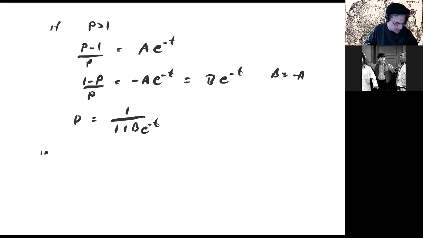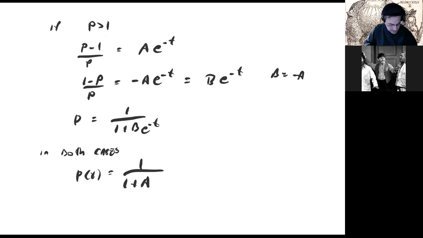So in both cases, we'll get P of T equals 1 over 1 plus some constant A times e to the minus T. The only difference between the case P bigger than 1 and the case P less than 1 is that in the P bigger than 1 case, the constant, which is B, is going to be of a different sign. Okay, so this is the general solution.